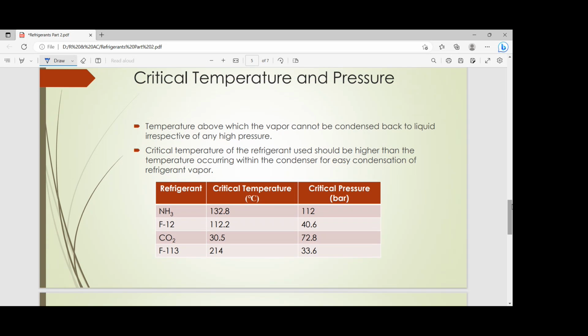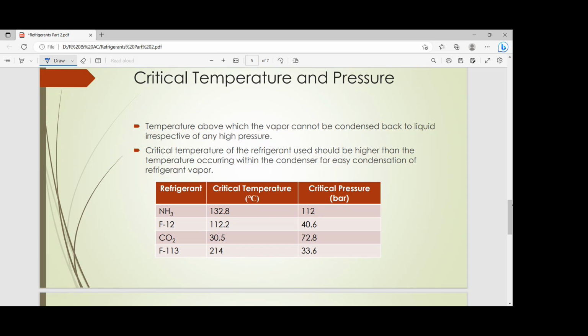So what is this critical temperature and pressure? The critical temperature is the temperature above which your vapor cannot be condensed back to liquid, irrespective of any high pressure. So after a particular temperature, you will not be able to condense your vapor back into the liquid stage, irrespective of increasing the pressure level. The same holds good for pressure also. So the pressure above which your vapor cannot be condensed back to liquid is your critical pressure.